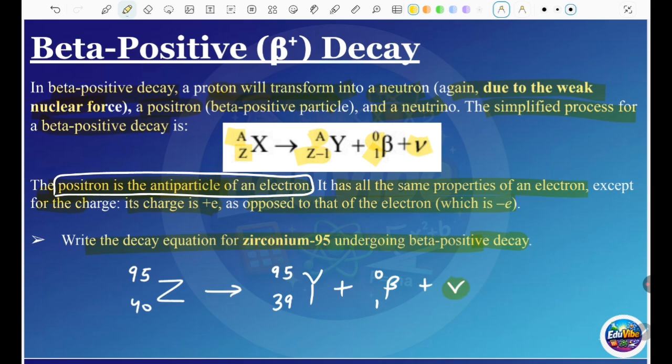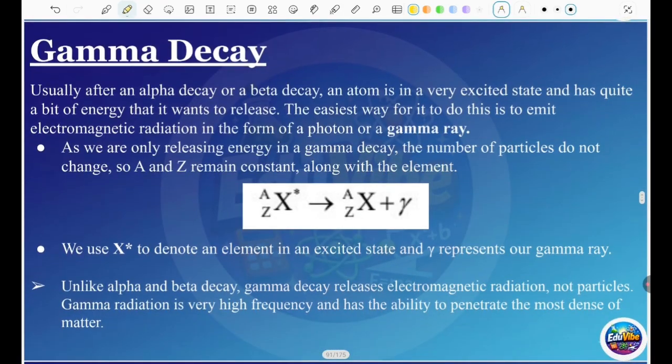So that's how you can make the beta positive and the beta negative decays. Next, we have a gamma decay, which is very easy. Usually after an alpha decay or a beta decay, an atom is in a very excited state and has quite a bit of energy that it wants to release. The easier way for it to do this is to emit electromagnetic radiation in the form of a photon, the gamma ray.